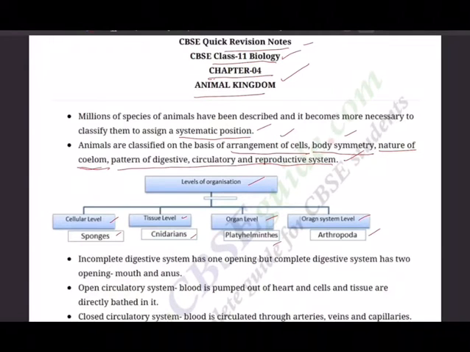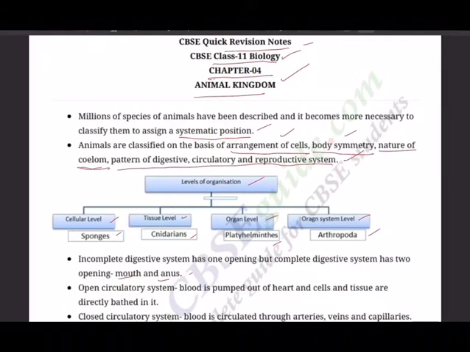Incomplete digestive system has one opening, but complete digestive system has two openings, mouth and anus. Unfortunately, there are many animals whose digestive system has got only one opening. That means both intake and outgo is through the same oral aperture. How bad it is. And then some animals have open circulatory system.